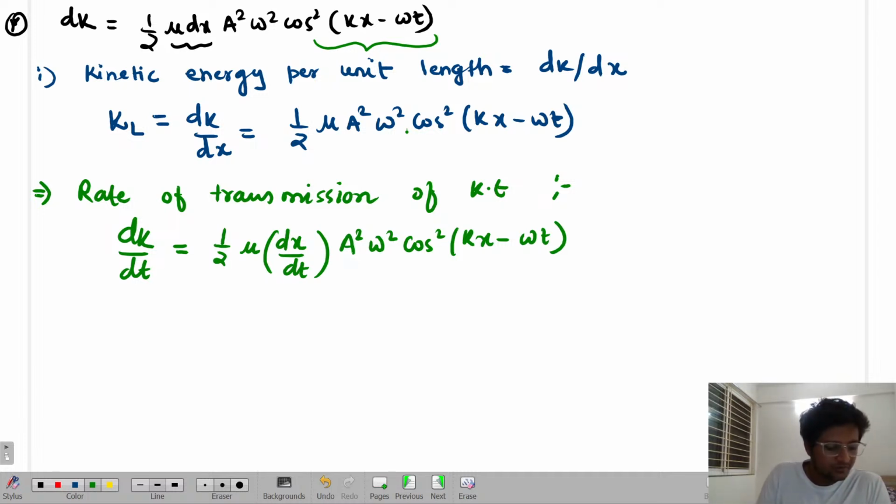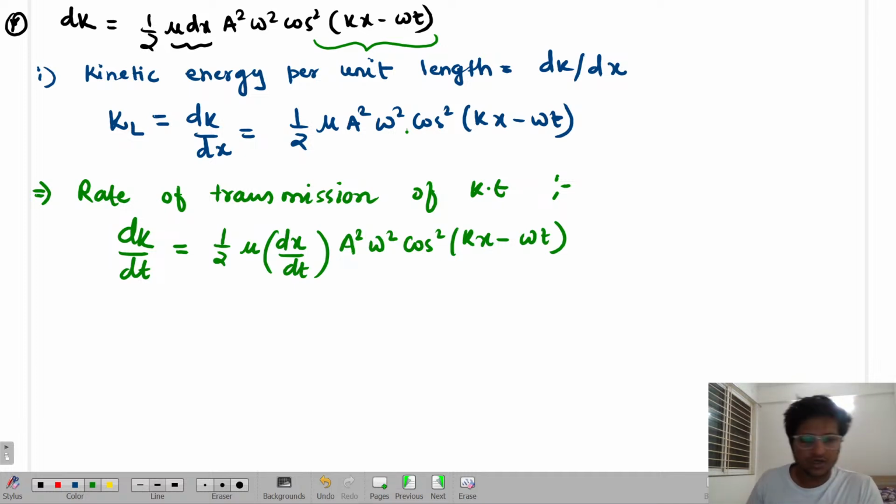Simple, because if you differentiate cos square kx minus omega t, you'll get a term like 2 sine kx minus omega t cos kx minus omega t multiplied with omega. But once again, when you are writing 2 sine kx cos kx and all, it will once again be written as sine 2x and all. Is that clear or not? So that is of no use once again. Okay.